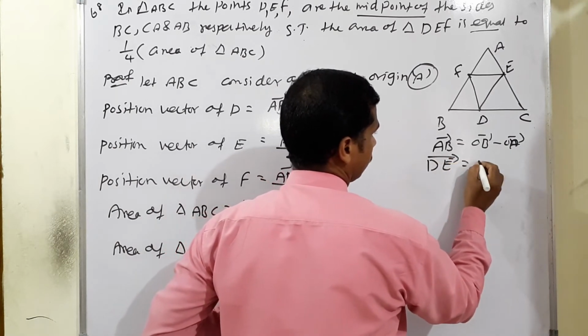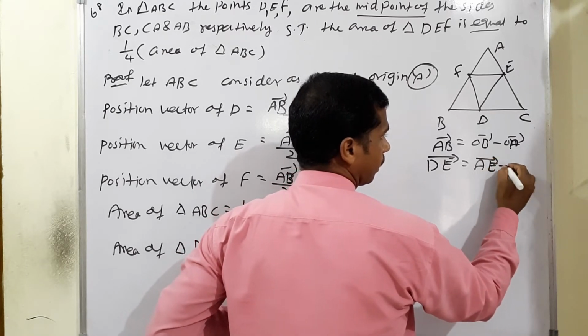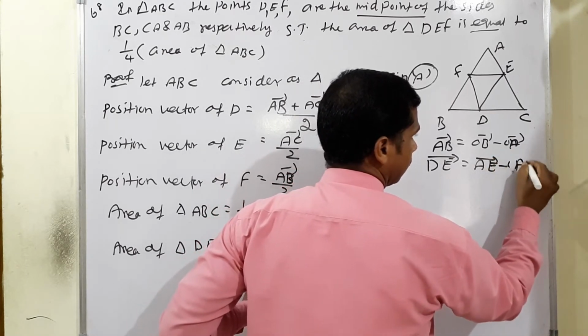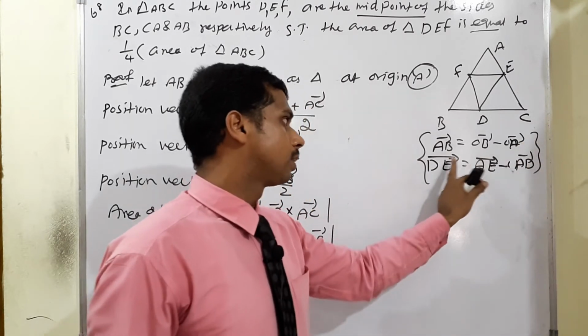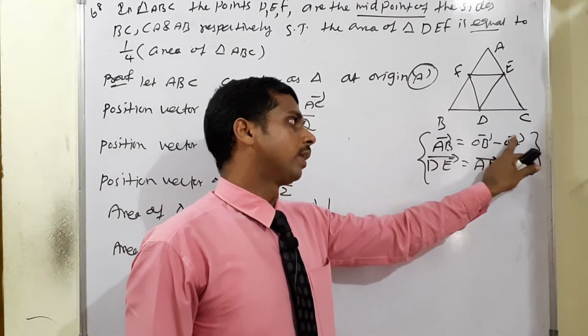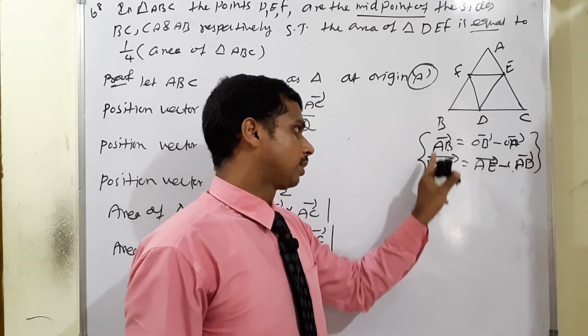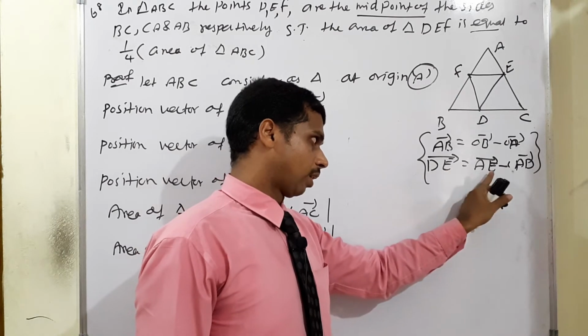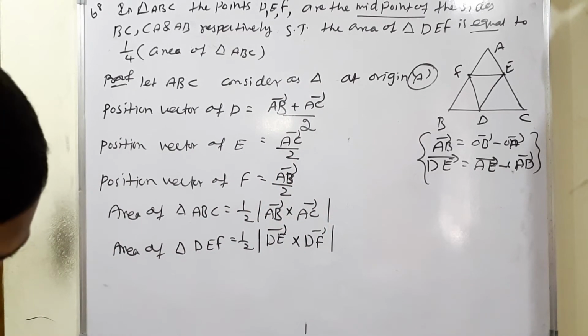DE vector is equal to, definitely with origin point A, no? Therefore we can write it as AE vector minus AD vector. One important condition: when the origin is point O, AB vector is equal to OB vector minus OA vector. But here we have considered origin A, which means DE vector is equal to AE vector minus AD vector. Okay, now what will happen?